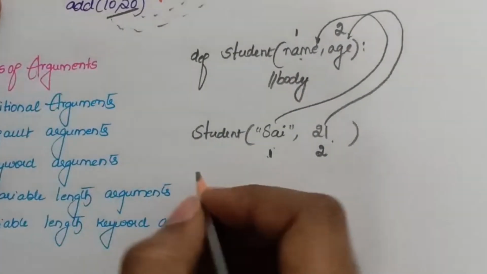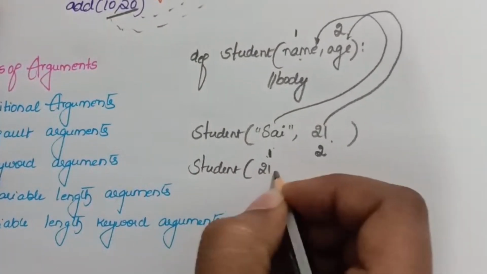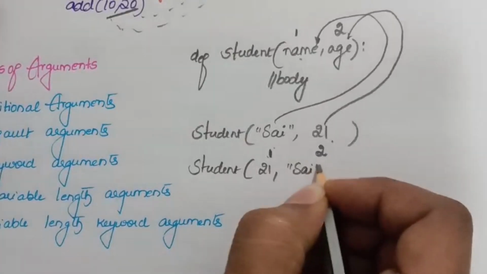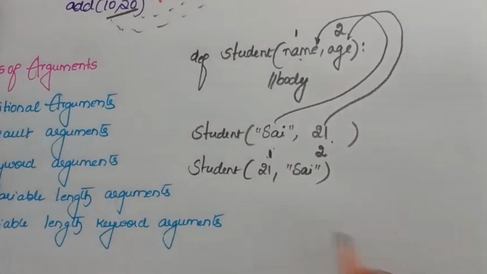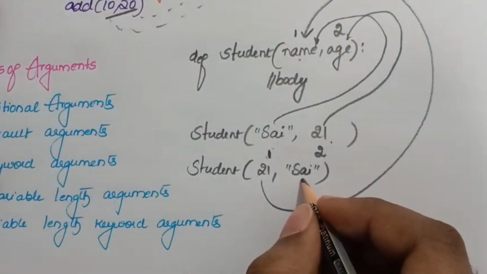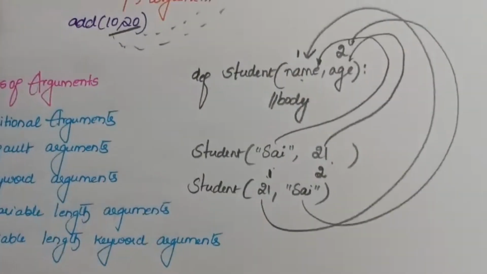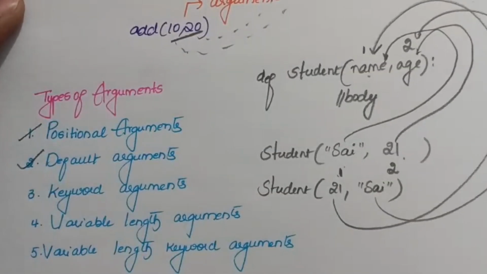Let's suppose I call the function like this, 21 and Sai. Now what will happen? 21 will get stored in variable name. Sai will get stored in variable age. Based on the position, Python assigns value to those values. These are known as positional arguments.